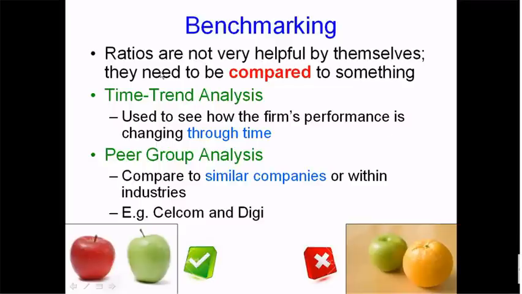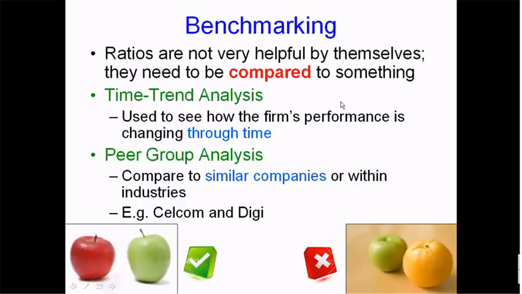Usually we will compare through different years, like let's say in 2010, what's the performance, 2011, 2012, 2013. If you have a bar chart, then from the bar chart itself, you can see whether the firm has improved or not in terms of performance. So we first calculate ratios and then compare among different years. We call that time trend analysis. This is one method of benchmarking, of making comparison.